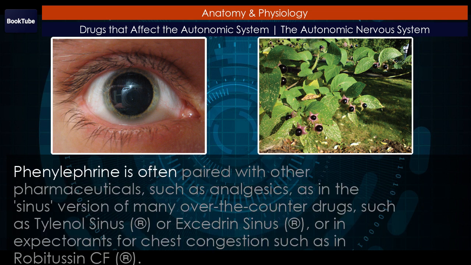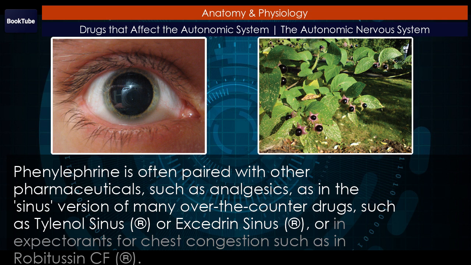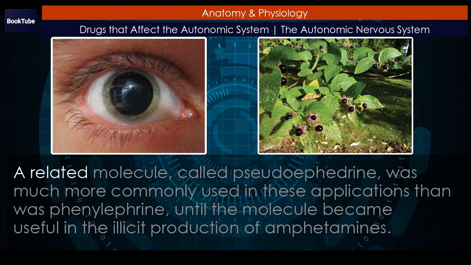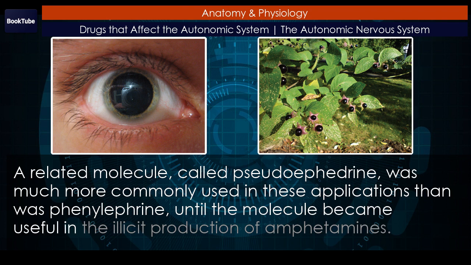Phenylephrine is often paired with other pharmaceuticals, such as analgesics, as in the sinus version of many over-the-counter drugs, such as Tylenol Sinus or Excedrin Sinus, or in expectorants for chest congestion such as in Robitussin CF. A related molecule, called pseudoephedrine, was much more commonly used in these applications than was phenylephrine, until the molecule became useful in the illicit production of amphetamines.